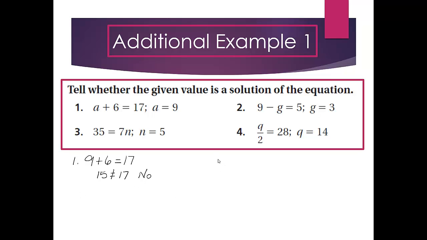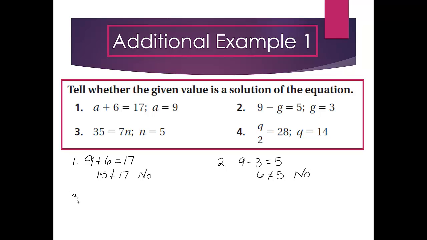And now for number 2, we have 9 minus g equals 5, and we want to see if g can equal 3. So we're going to take this 3 and substitute it in for g. So we'll have 9 minus 3 equals 5. 9 minus 3 is 6. So now we have 6 equals 5, which is not a true statement. So our answer is no.